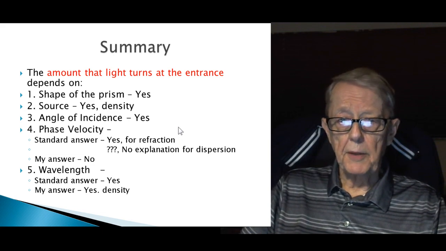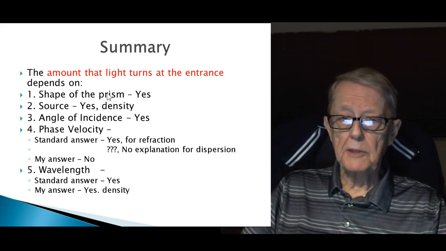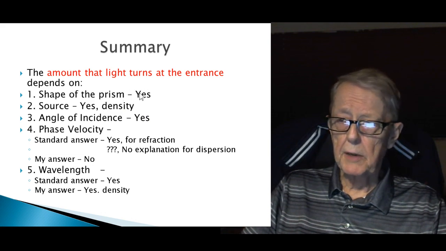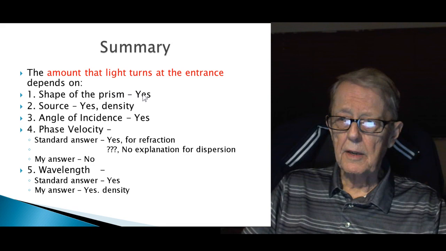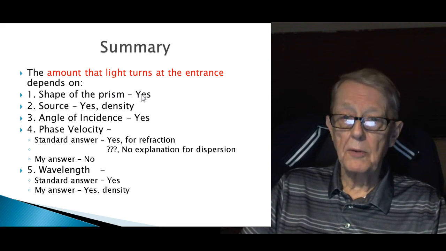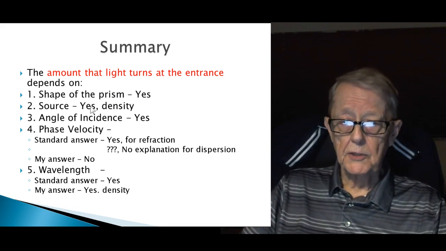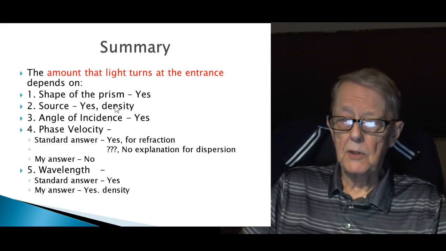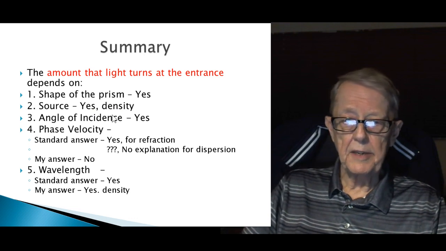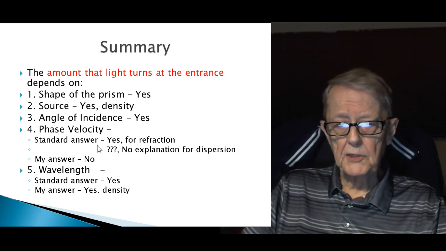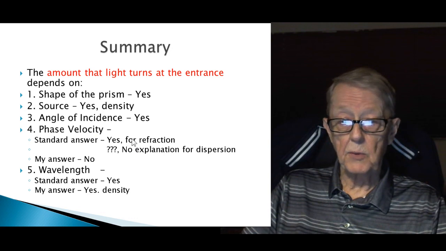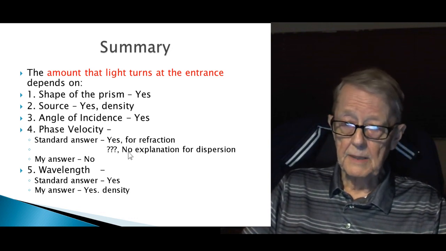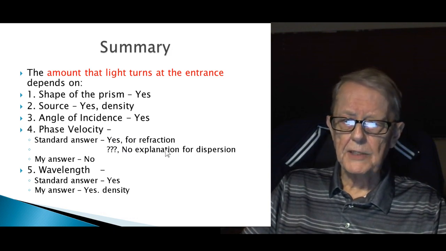Okay, in summary, the amount of light that turns at the edge depends on the shape of the prism. Yes, as it enters this rectangle, the shape does seem to affect the amount that it turns. The source, yes, the density of the source affects how much it turns. Angle of incidence, clearly. Phase velocity, the standard answer, they say yes, that's what causes refraction, is the fact that the light slows down. I never see a physical explanation.